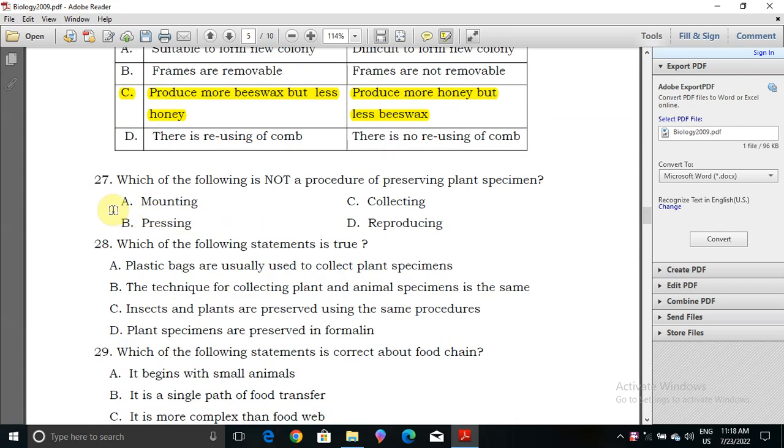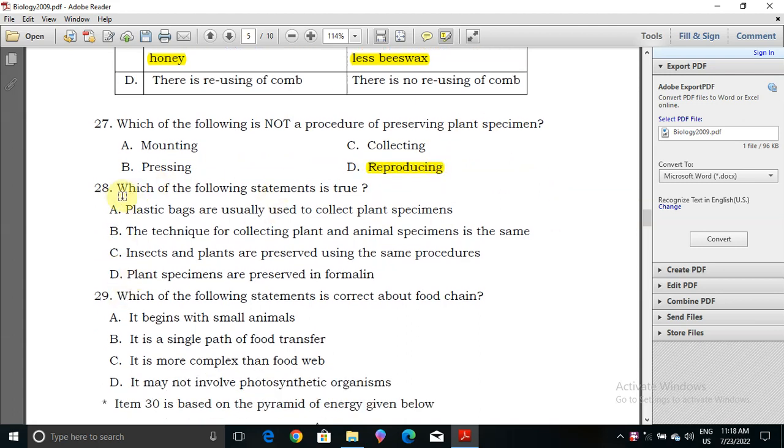Okay, now question number 27. Which one of the following is not a procedure of preserving plant specimen? Here it says which one is not a procedure, so that means all of them are correct except one. Here what we have: mounting, pressing, collecting, and reproducing. So the one which is not a procedure of preserving plant specimen will be reproducing.